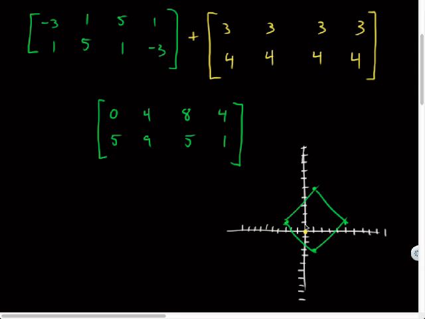So 0, 5: there's 0, up 5, somewhere like that. Over 4, up 9 would be somewhere like this. Over 8, up 5 would be somewhere like this. Over 4, up 1 would be something like this. And you can see there's our awesome square, Kirsten. So this is the image, and the green one is the pre-image.